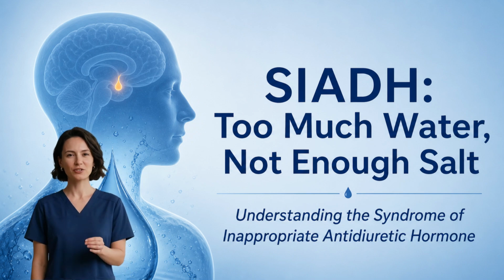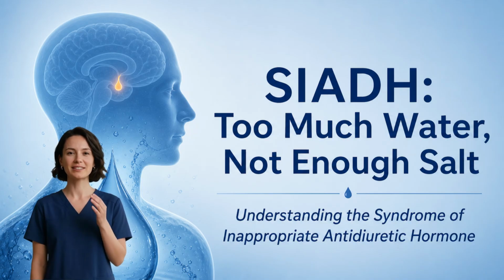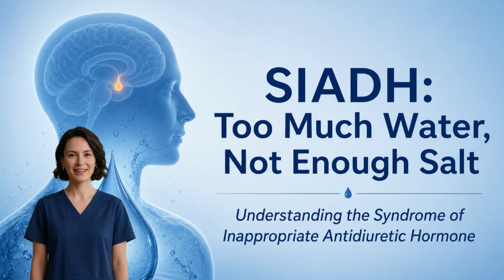Our bodies are masters of balance, especially when it comes to water and salt. But what happens when that balance is broken? What if the body holds on to too much water, diluting the salt to dangerously low levels? That's exactly what happens in a condition called SIADH, or the syndrome of inappropriate antidiuretic hormone. Today, we're going to break down this complex but crucial topic.